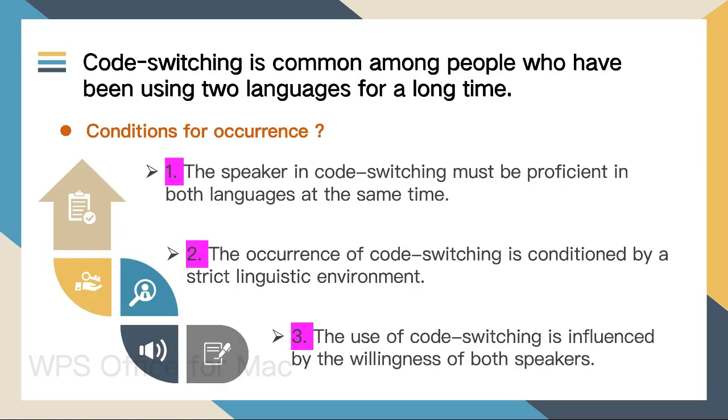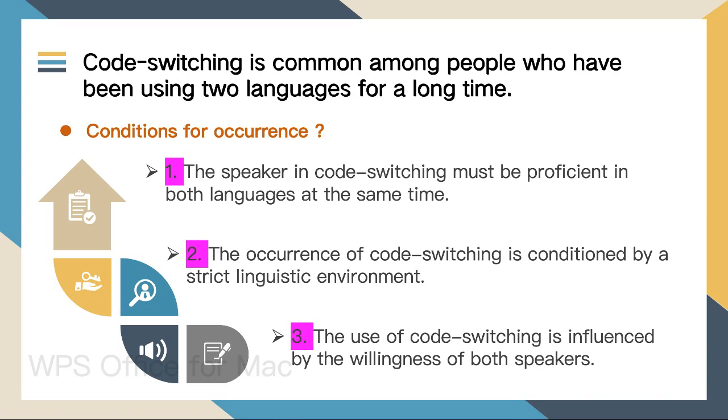From the above context, we can conclude that code switching is common among people who have been using two languages for a long time. But what are the conditions for its occurrence? First, the speaker in code switching must be proficient in both languages at the same time. Second, the occurrence of code switching is conditioned by a strict linguistic environment. Code switching will not happen in a monolingual environment, even if one of the speakers is proficient in both languages.